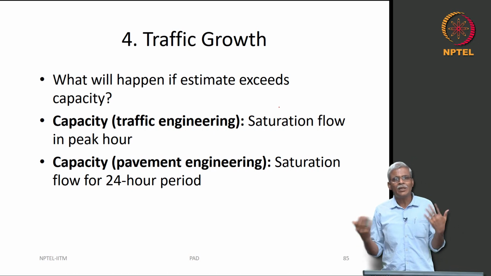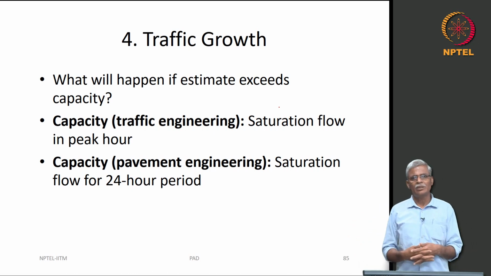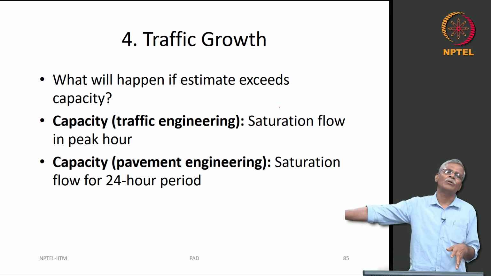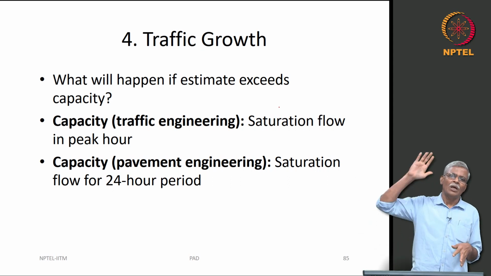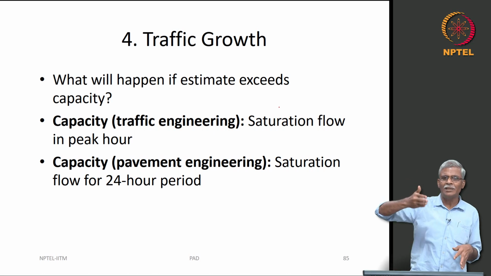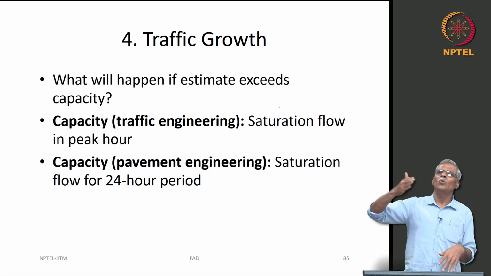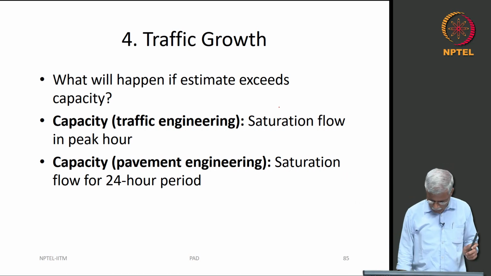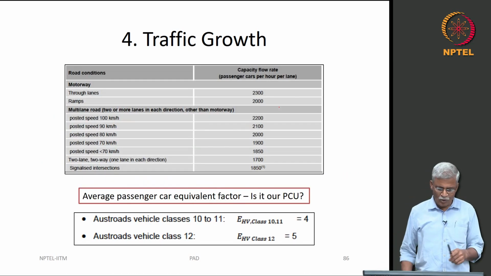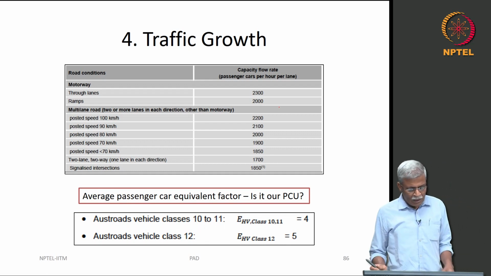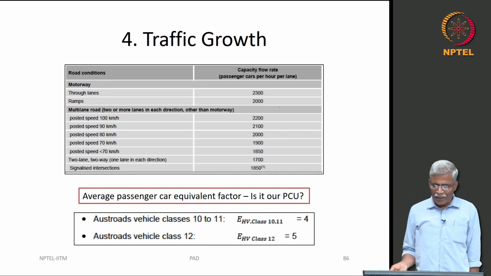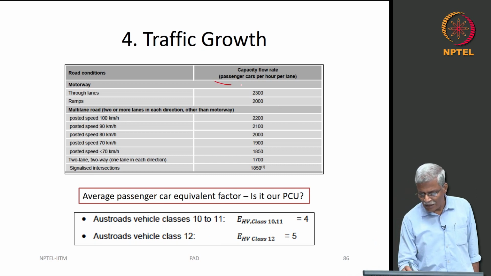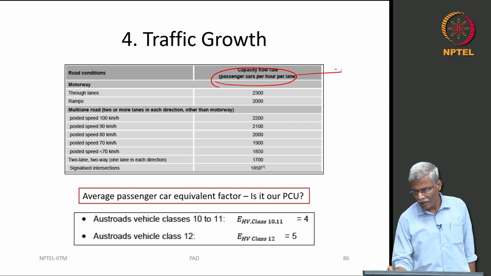But when we are really talking about pavement engineering, we are talking in terms of the saturation flow for the full 24-hour period. That means you really want the trucks to be moving one after the other in the 24-hour period. So, that is the traffic growth now. So, if you are really looking at the traffic growth pattern, there is a passenger car per hour per lane.